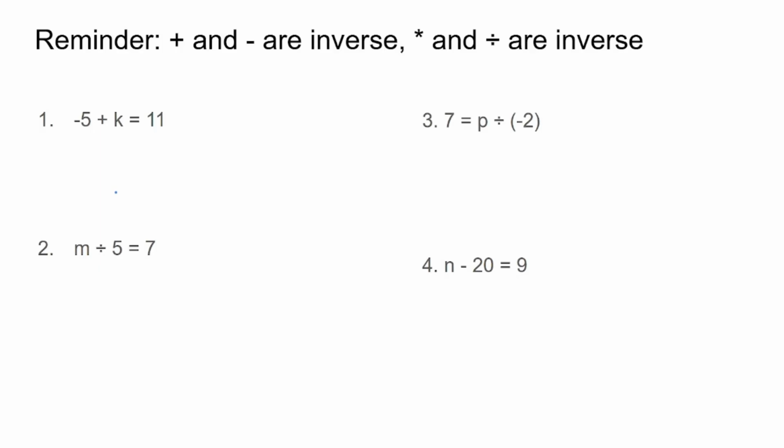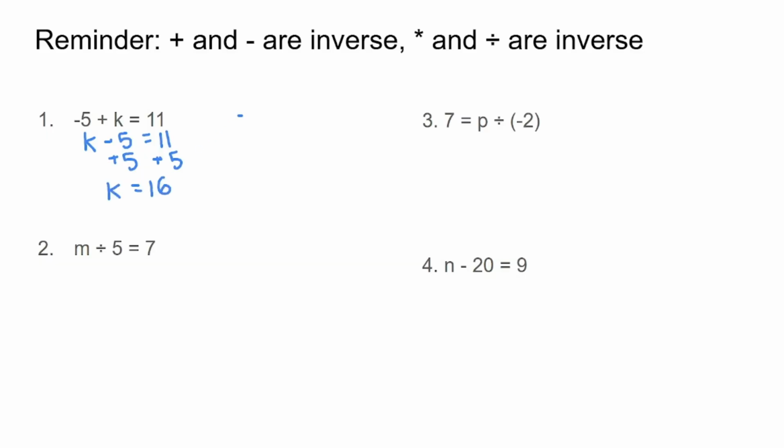For this question, we have negative 5 plus k equals 11. It might seem like the operation here is plus, so we should do something like subtract, but actually, the operation we should be doing is going to be focused on the negative 5 here, because negative 5 plus k equals 11 can actually be written as k minus 5 equals 11. Something we're probably a little bit more familiar with. So we're going to add 5 to both sides. And that's becoming k equals 16.